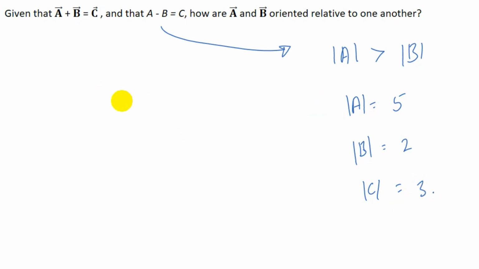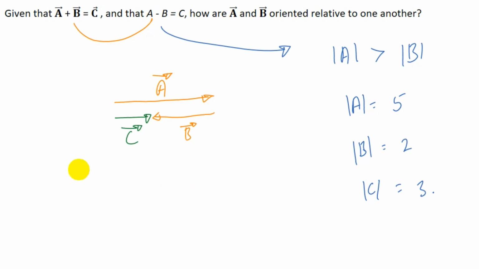Now let us try to draw these vectors. Suppose this is the direction of vector A. Now vector B should be collinear and opposite to vector A, so that these two conditions are satisfied. So let this be vector B. Now what would be vector C? This would be vector C. Therefore we can say that vector A and vector B are collinear and in opposite direction.